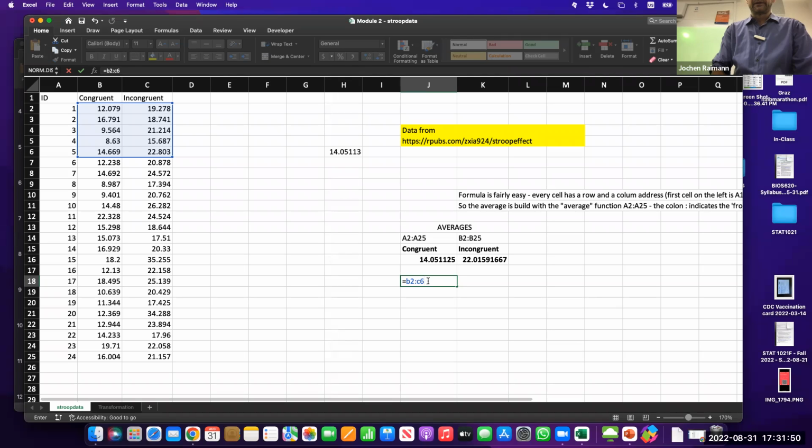Yes, that's the Stroop test. Congruent is when the word matches the font color. Incongruent is when the word does not match the font color. B2 to B5 will select just a row of numbers. B2 to C5 will basically select an array, as we call it. If it contains several columns, it's an array.